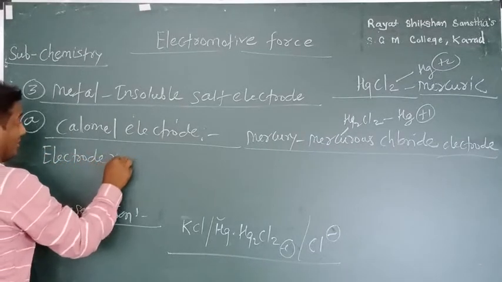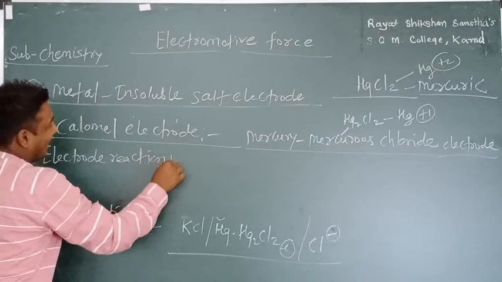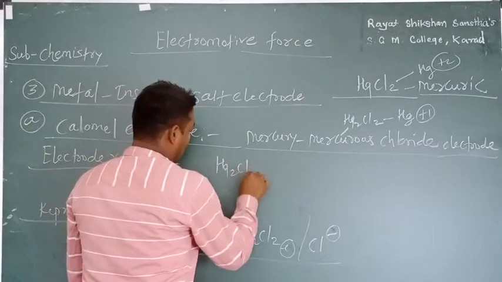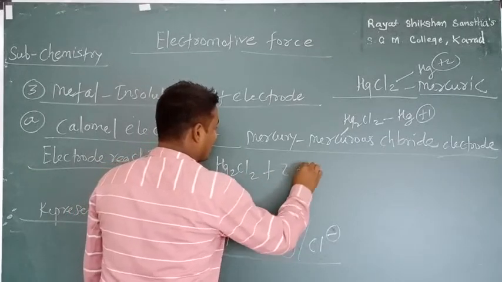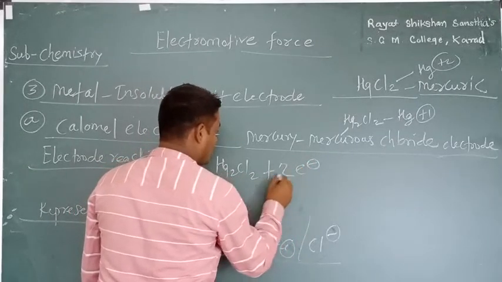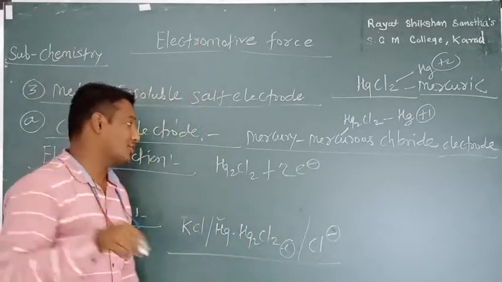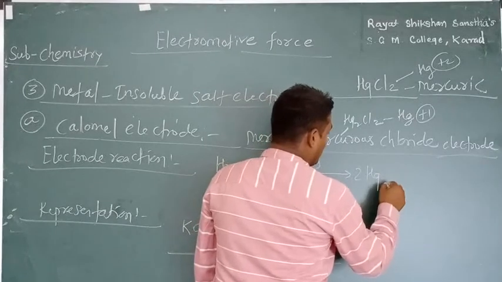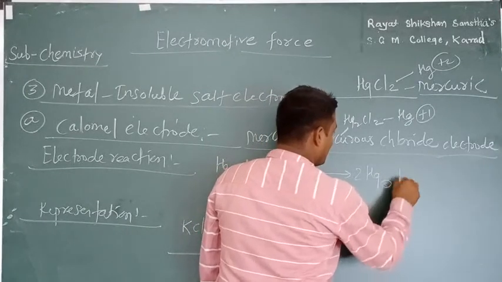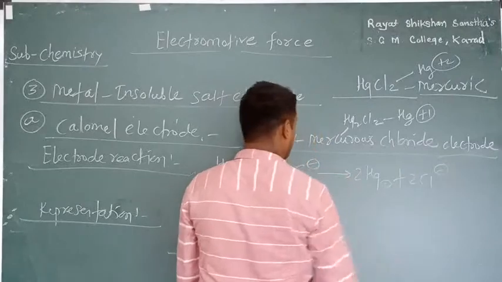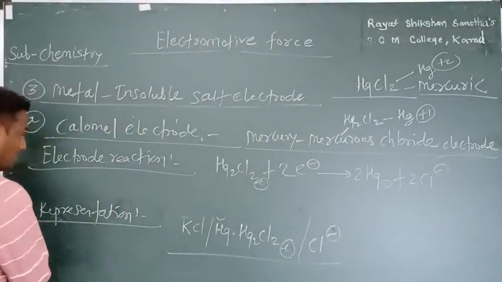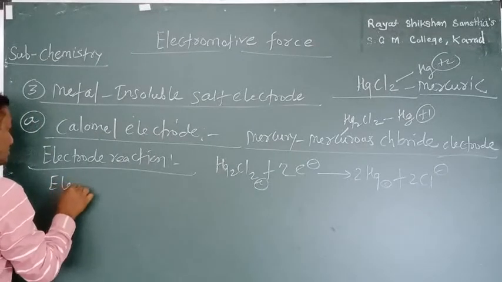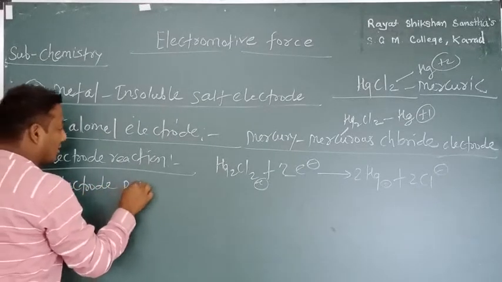Then we will write down the electrode reaction. Don't forget the electrode reaction. So Hg2Cl2 plus 2 electrons. We are considering reduction potential, so we have to write down the reduction reaction. There will be formation of 2Hg plus 2Cl minus. After that, we'll write down the electrode potential by using the Nernst equation.